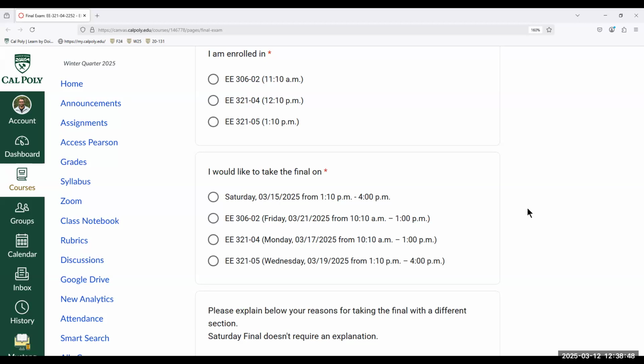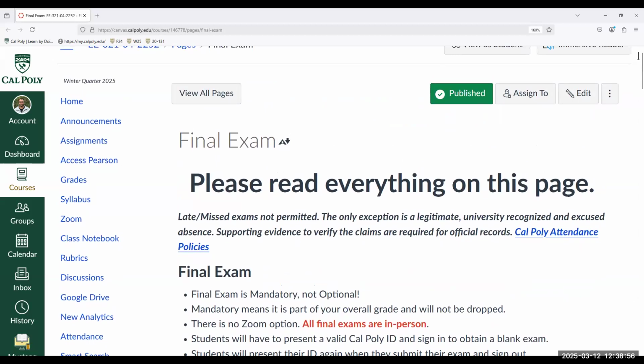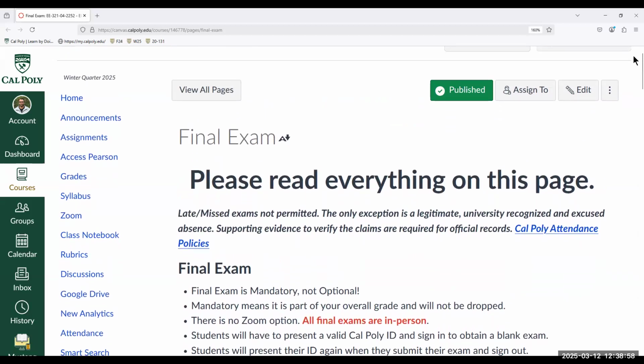If you wish to take it on the Wednesday or Friday, I will have a note at the top of this page that I will constantly update somewhere over here. At the top right here. And it will have a date and a time note on it saying that all requests received before this date and time are approved.